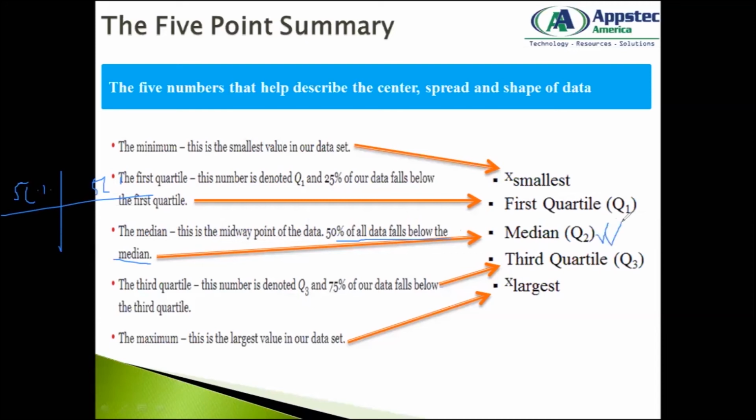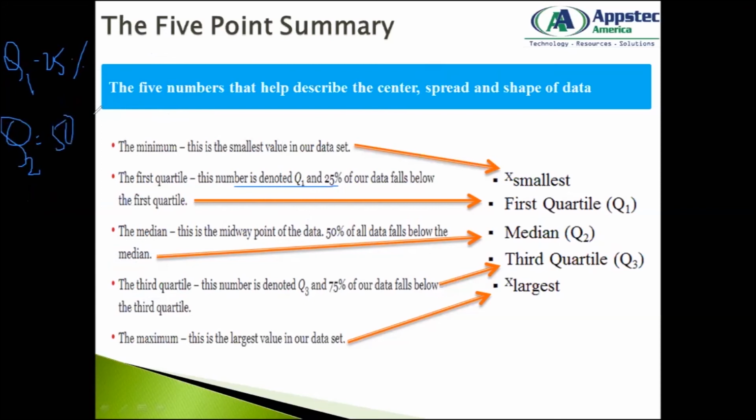That is actually my Q2. So when you plot your IQR range, this is your Q1, this is your Q2. Remember, Q2 is nothing but your median value, because it covers 50% on this side and 50% on this side. Then you have the third quartile, denoted by Q3. Remember this calculation here: your Q1 always covers 25% of your data in the first quartile. Your Q2, which is the median, covers 50% of all the data, and your Q3 covers 75% of the data in the third quartile. And then you have the x largest, which is the largest value in your data set.